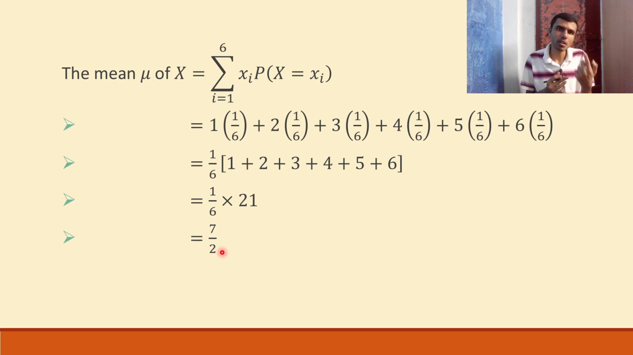They asked just two things, mean and variance. Now the formula for variance is this.